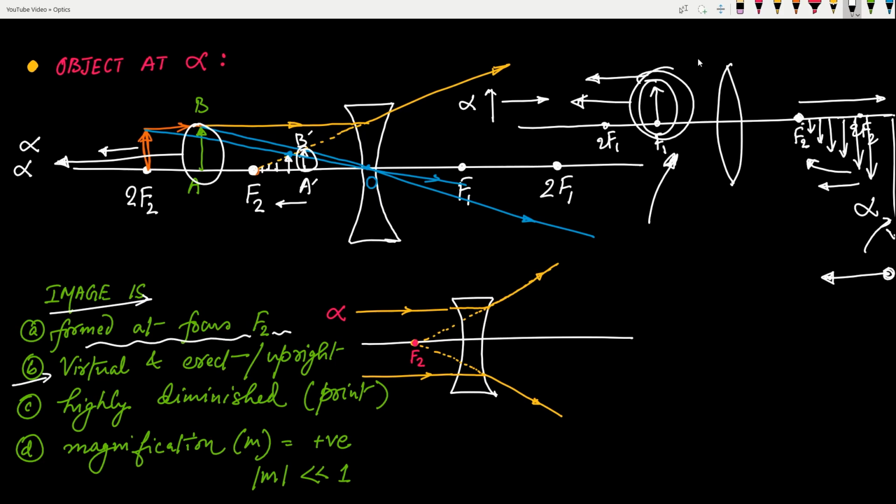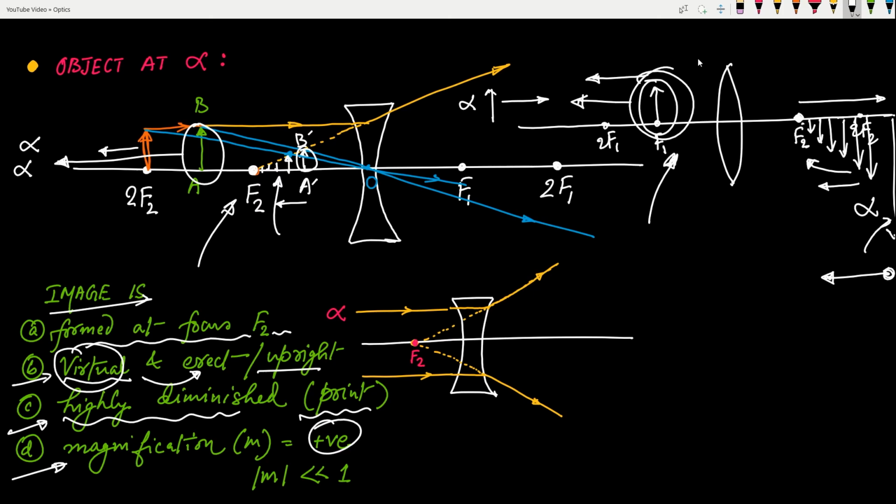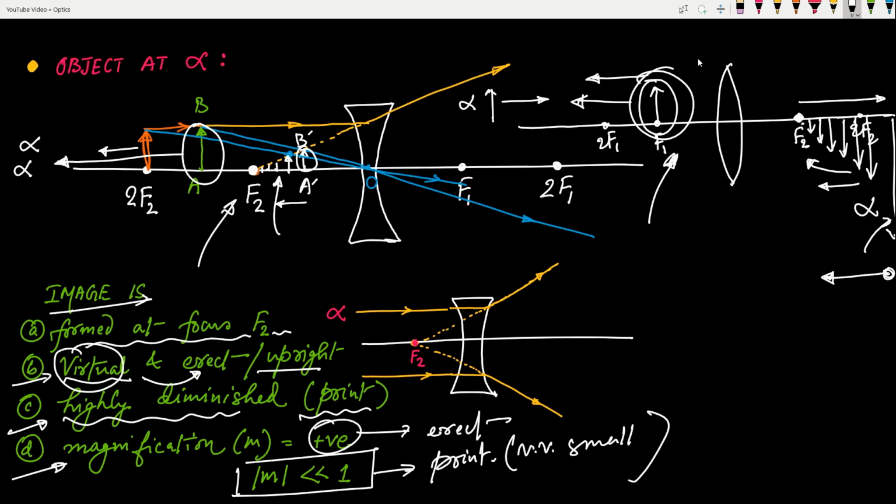Simple. Number 2, virtual. Obviously it will be virtual because as you can see, the intersection is happening here, that is false intersection, not actual intersection. And since the image is virtual, it has to be erect or upright. Number 3rd point is that it will be highly diminished, and as you can see from the figure, it will turn into a point image. Okay, and the magnification M will be positive. Why it will be positive? It will be positive because the image formed is erect, and modulus of M will be very much smaller than 1 because the image that is formed is a point image, very small. I hope this is clear. See how easy it is, simple as that.